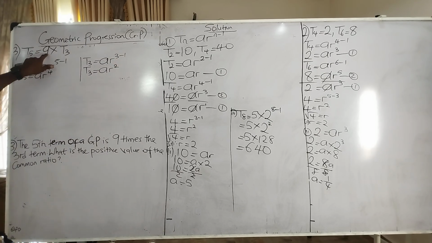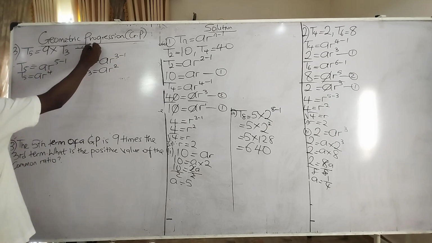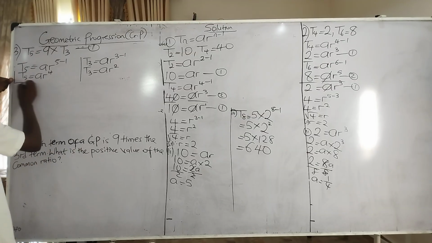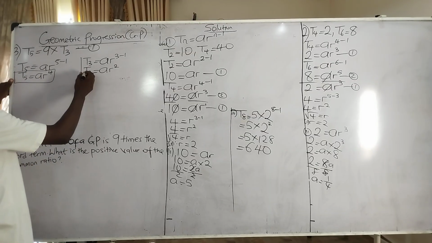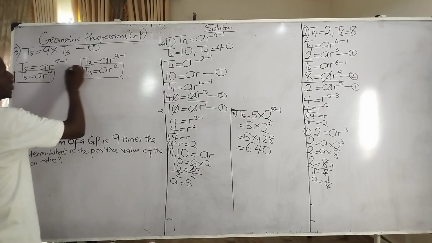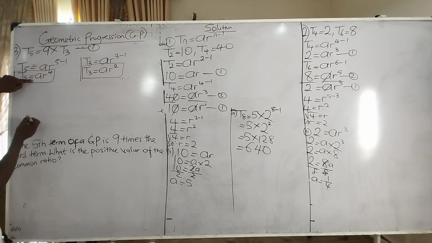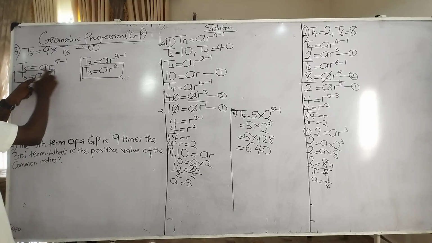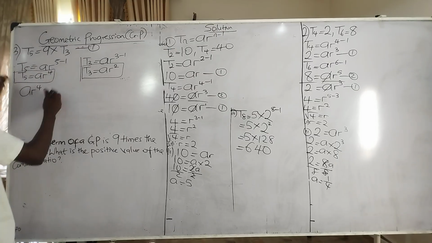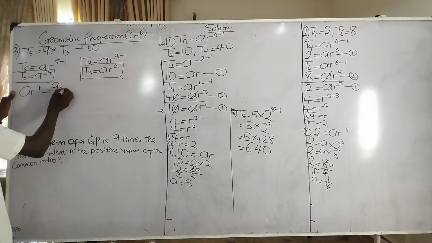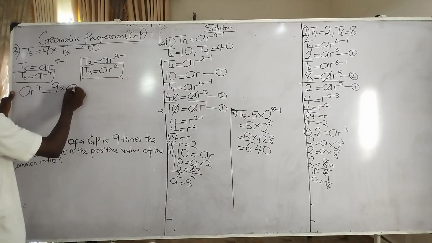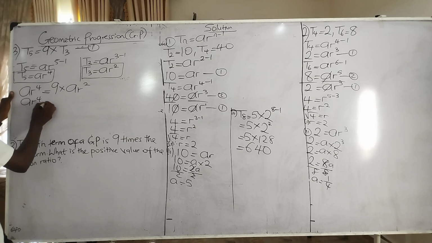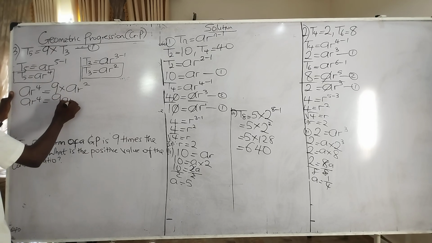So I want to substitute it in this equation here. Let me call this equation 1. Anywhere I see T5, I'll replace it with this. Anywhere I see T3, I'll replace it with this. Let's go. So T5 is now AR raised to the power of 4. I'm replacing this and this in equation 1. T5 is equal to 9 times T3, which is AR raised to the power of 2. So AR raised to the power of 4 is equal to 9AR raised to the power of 2.